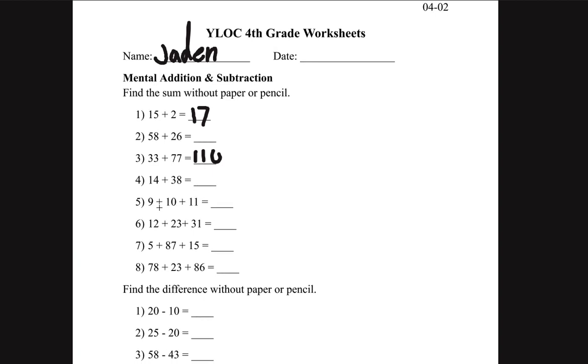Let's look at number 5. 9 plus 10 plus 11. 19 plus 11. And then we get 30.